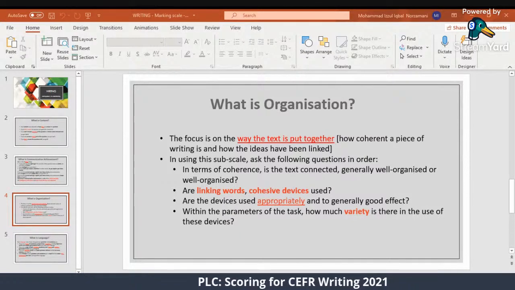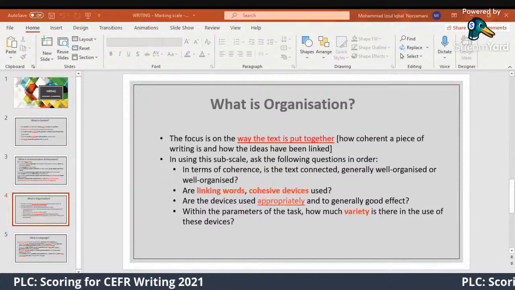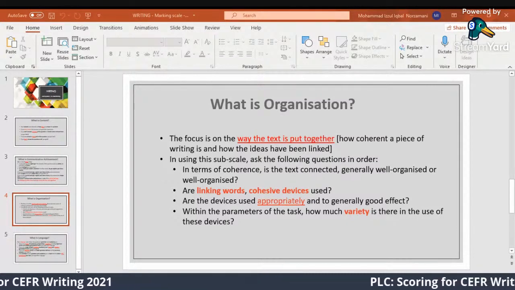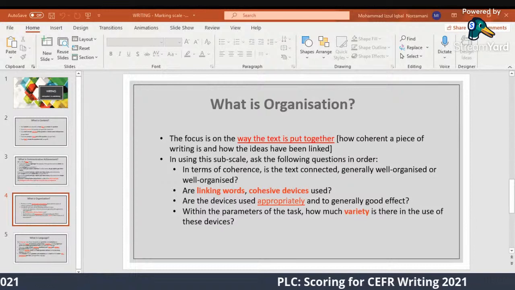Okay, organization. Organization is how the text is put together. So you should look at cohesiveness and coherence. Also, 5 points or so. Each is 5 points, and 5 times 4 is 20 marks, right?